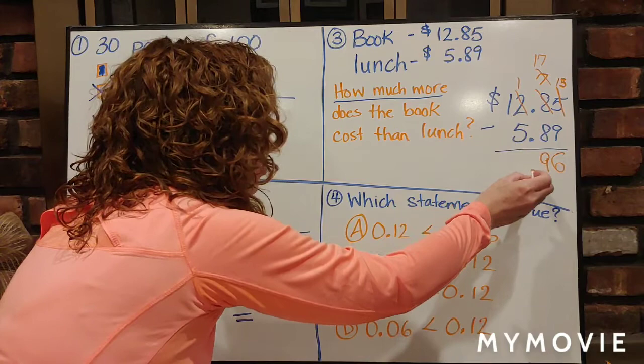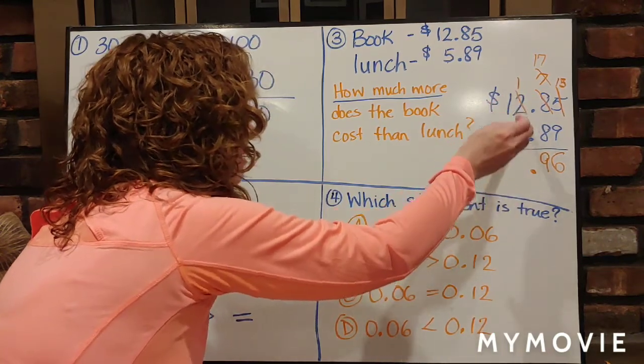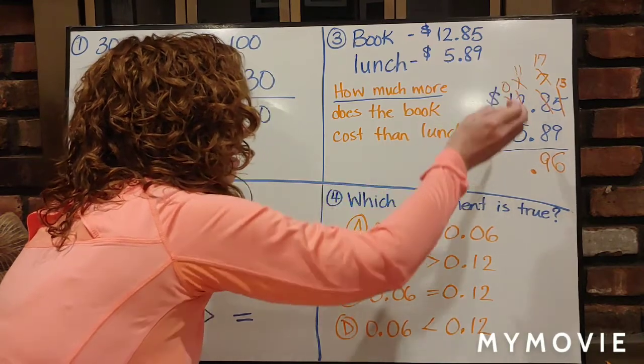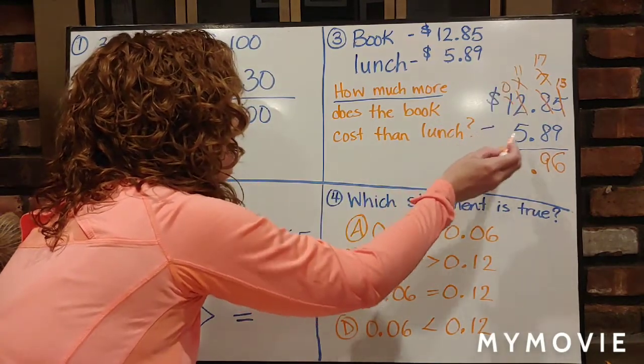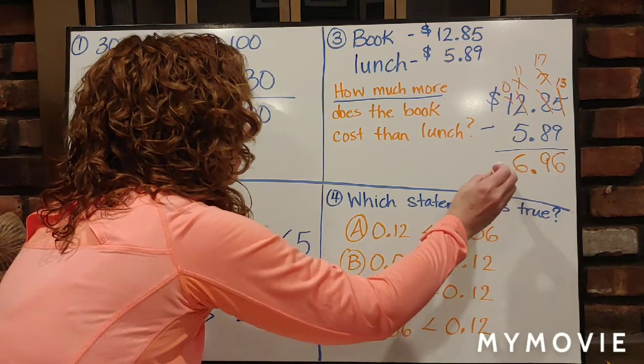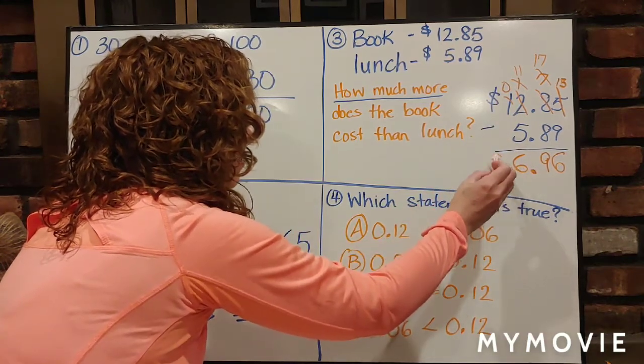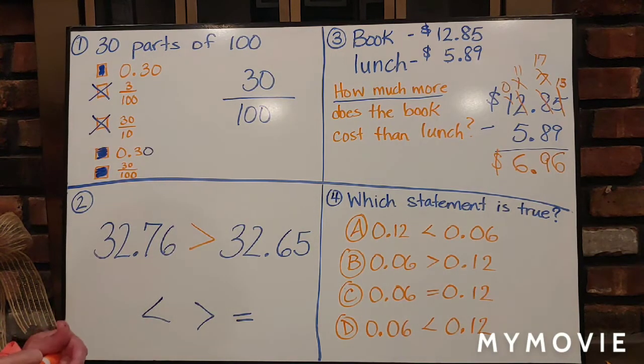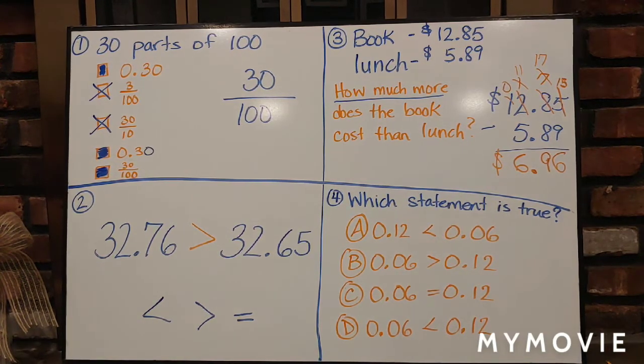Put your decimal point straight down. 1 minus 5 I can't do, so cross out this one, make it a 0. Cross out this one, make it 11. 11 minus 5 equals 6. 0 minus nothing equals nothing, and our dollar sign. So our answer is $6.96. I want to just check. You can still see my screen up there, yes.